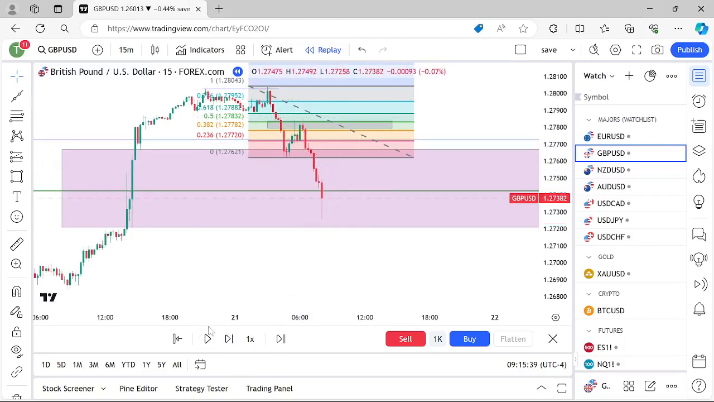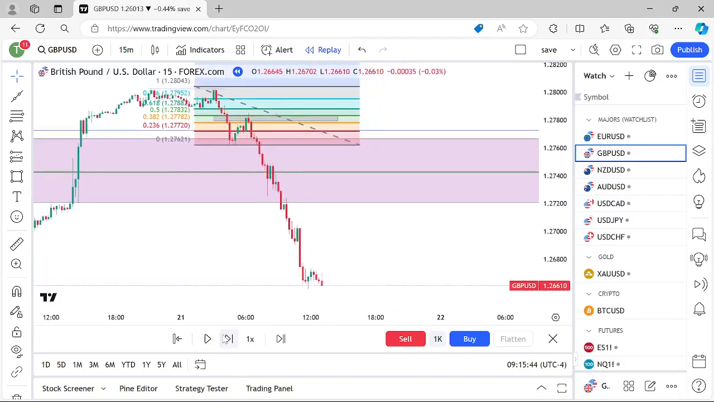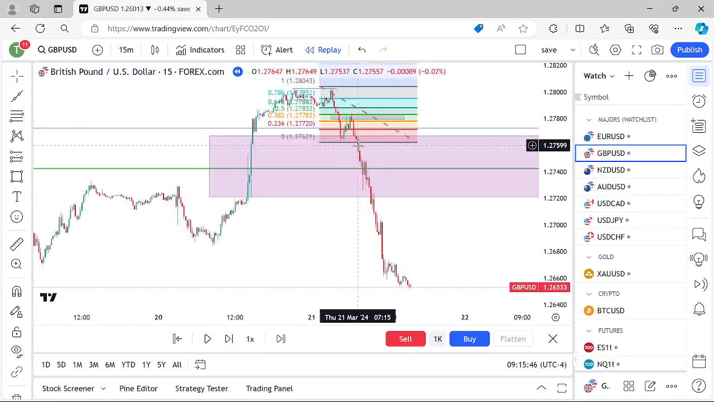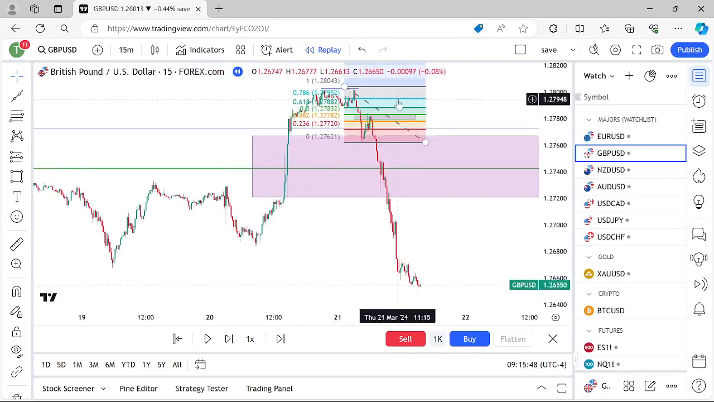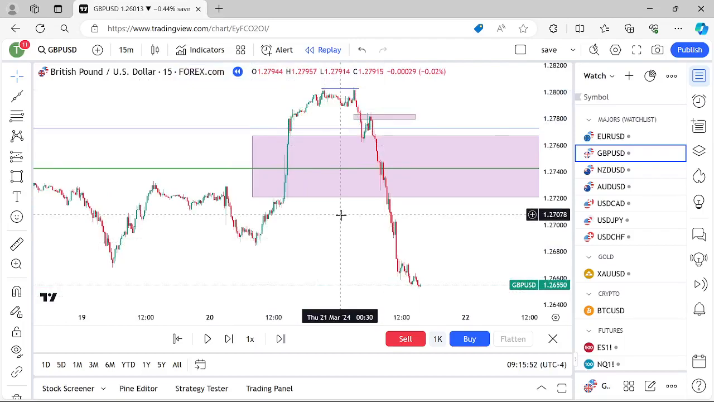And you can see this thing just went ballistic and had that big expansion lower right there, as you can see. Is it always that clean? No, it's not always that clean, but that's the typical bearish expansion day.